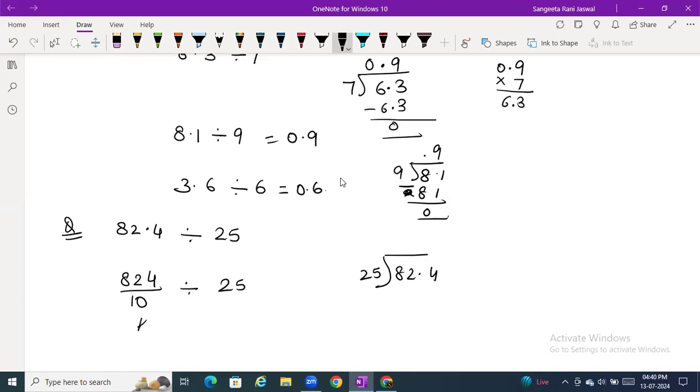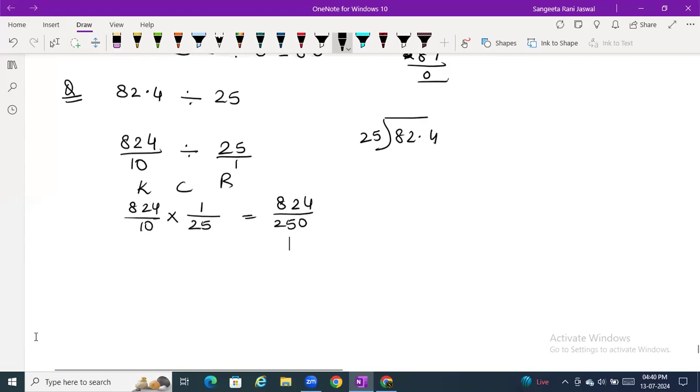Now what happens? The KCR. Keep the first number as it is. Yes, ma'am. Then change the sign. Divide always changes to multiply. And the reciprocal of this number. Now this number is what? 25 just. So we can write it 25 by 1. And when we take the reciprocal, it becomes 1 by 25. Right? So now the number is 824 by 250. Now there is no decimal point. Now you can directly divide as you usually do.